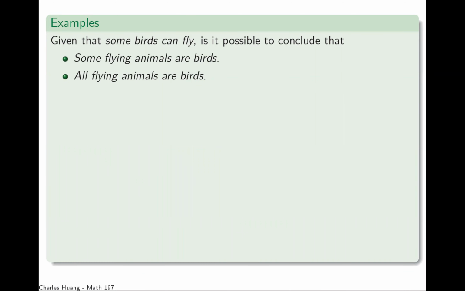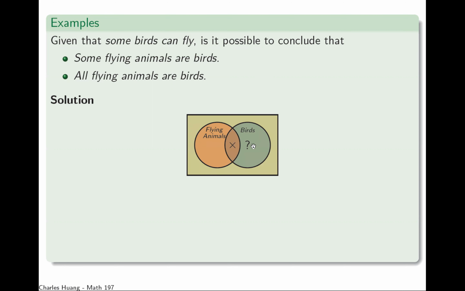Let's look at a slightly different example. Here we have the categorical proposition: some birds can fly. And of course, what does that picture look like? Let's try to draw it yourself. See if you remember. Some birds can fly is something like this.